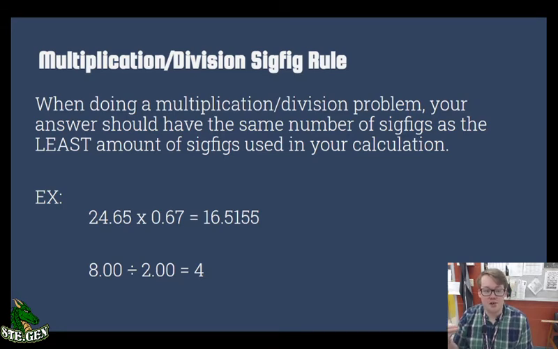So scientists have agreed that you are only allowed to report your answer to the accuracy of your least accurate measurement. In this case, 24.65 times 0.67 equals 16.5155. That's what you would get if you plug it in your calculator. I think it's exact, don't quote me on that. But you would then look at your numbers and say 24.65, all of those are significant. That's 4 sigfigs. Over here, that 0 is at the beginning, so it's not significant.